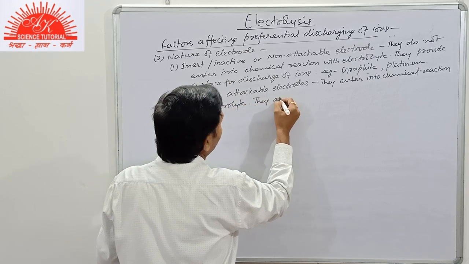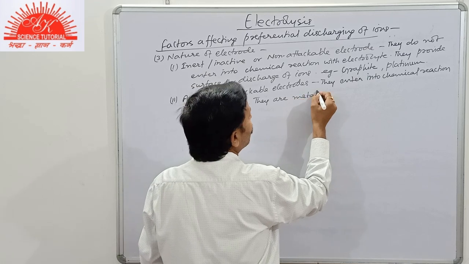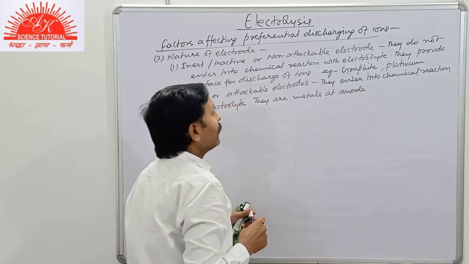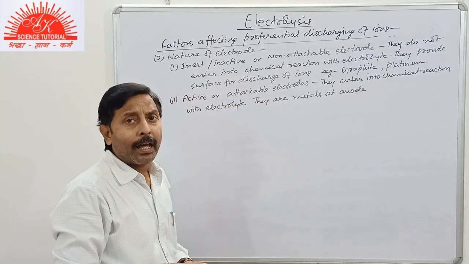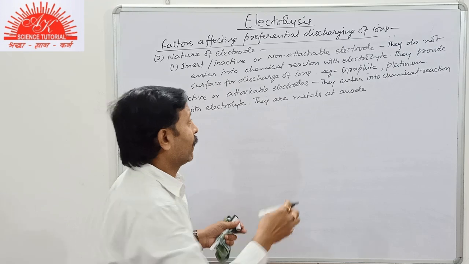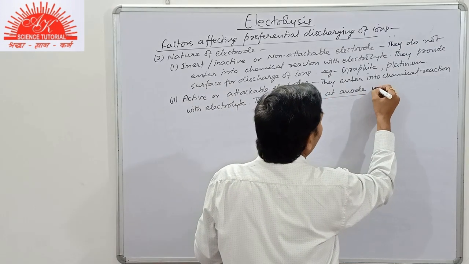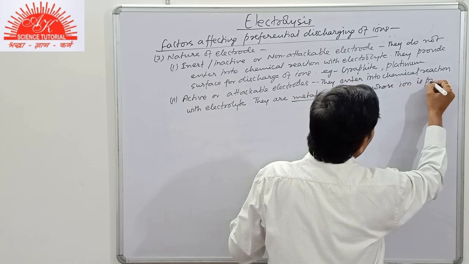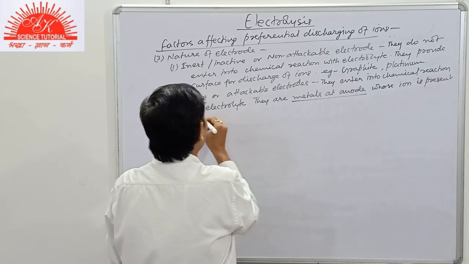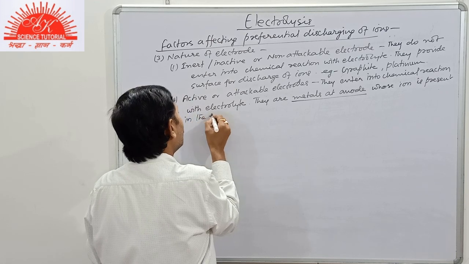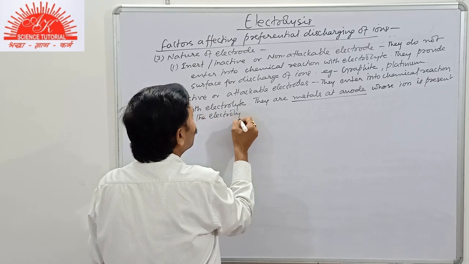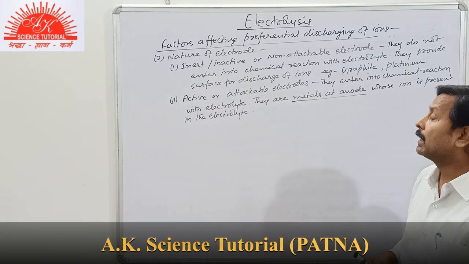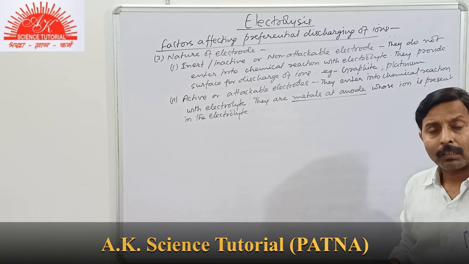They are metals at anode. And what type of metal will be taken? Metals at anode whose ion is present in the electrolyte. This is the simple point to understand, to identify whether your anode is attackable or non-attackable.